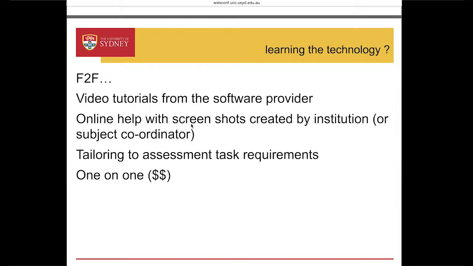And as we searched even University of Canberra's website yesterday, we saw that there's some excellent online help with screenshots that have been created by the institution, or maybe even the subject coordinator, and that seemed like a really good way that augments what is already online by the software provider.